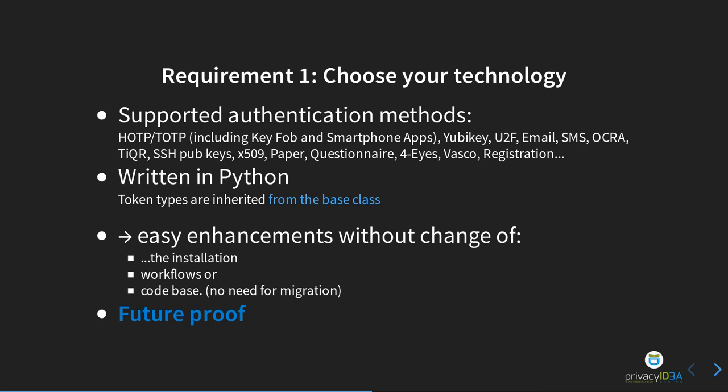And of course, as we are using a base class here, we have the possibility to enhance the authentication methods. So if in 2 years there is a shiny new two-factor mechanism, we probably will be able to implement this without changing the core code, without changing our workflows. And I think this makes privacyIDEA rather future-proof.